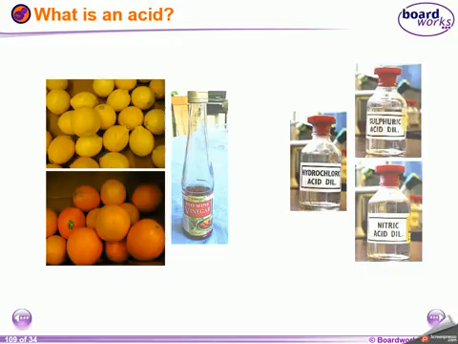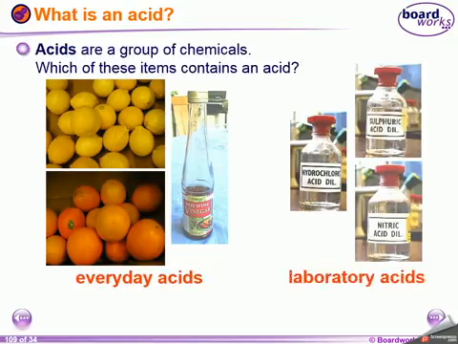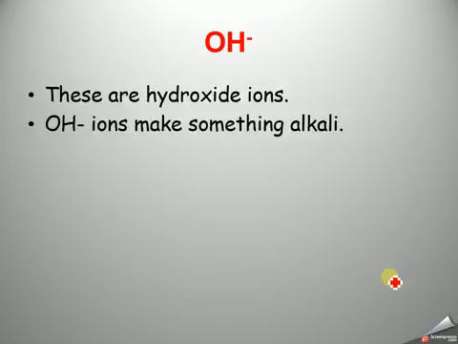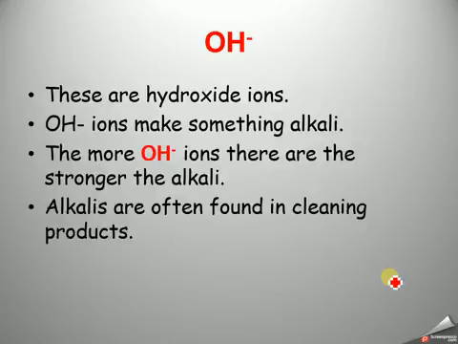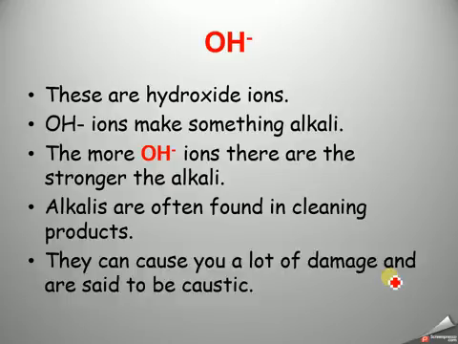Okay, and so these are everyday acids like citric acid and ascorbic acid, which is vitamin C. But you've got the laboratory acids as well, like hydrochloric acid, sulfuric acid, nitric acid. Okay. So OH minus ions make something alkali. The more OH minus ions there are, the stronger the alkali would be. Alkalis are often found in cleaning products, and they cause a lot of damage and are said to be caustic, okay, which is, you thought acids were dangerous, well, alkalis are just as dangerous if they're really strong.